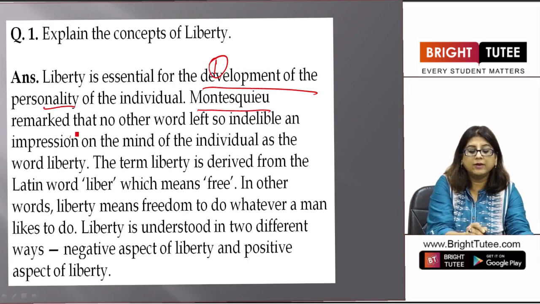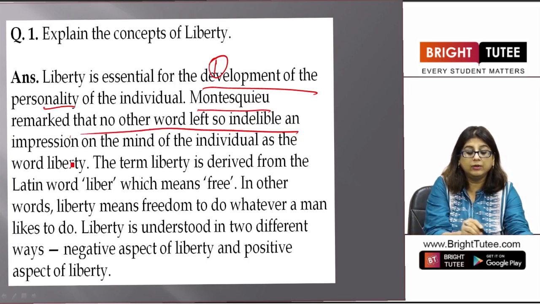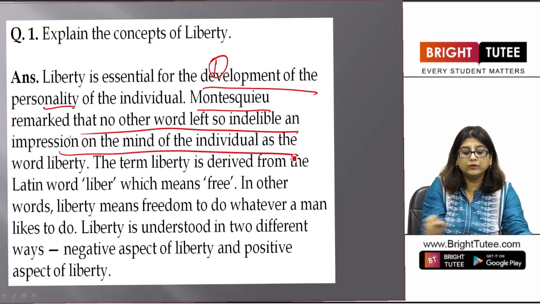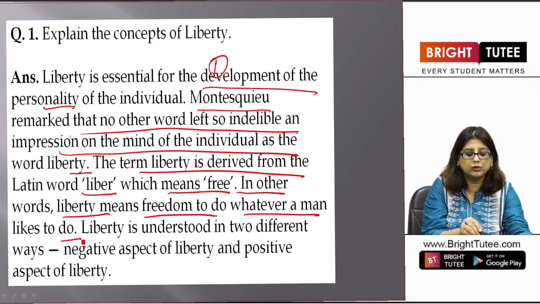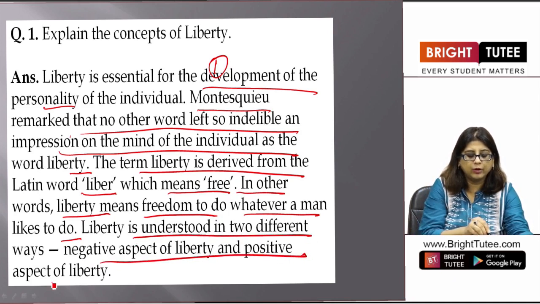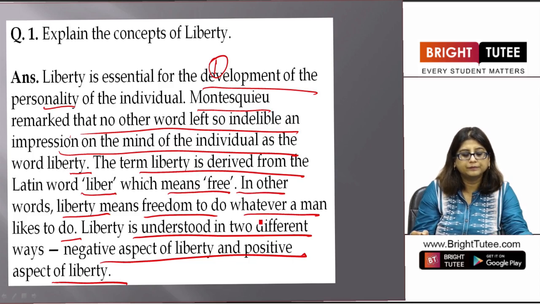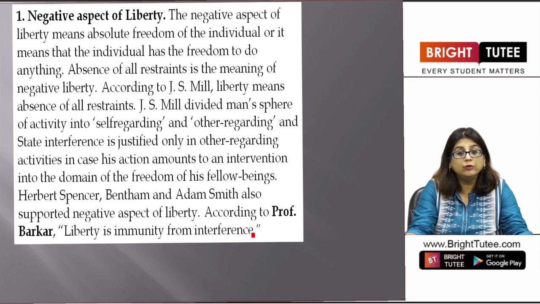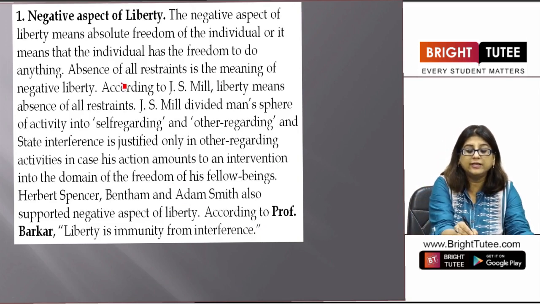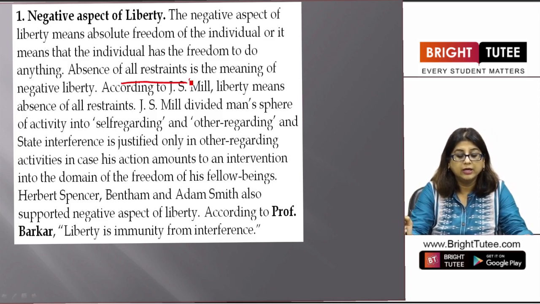And Montesquieu remarked that no other word left so indelible an impression on the mind of the individual as the word liberty. The term liberty is derived from the Latin word liber, which means free. In other words, liberty means freedom to do whatever a man likes to. And liberty is understood in two different ways, negative aspect of liberty and positive aspect of liberty. Negative aspect of liberty means absolute freedom, with no constraints, no boundaries, and absence of all restraints. And according to J.S.